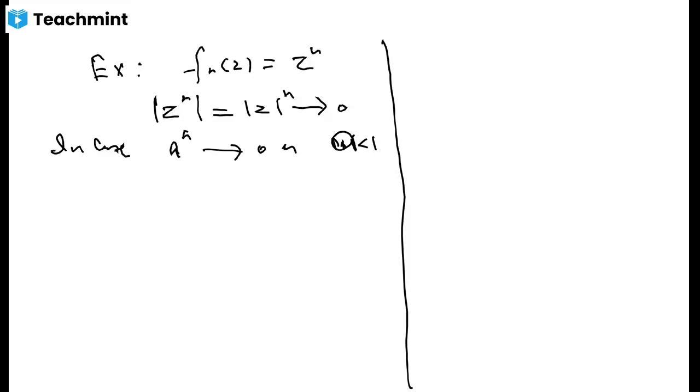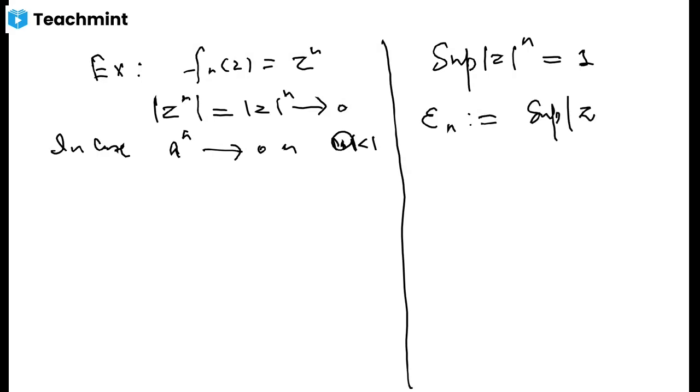But if you treat this as a function and you take the supremum of this function, the supremum is 1. So for uniform convergence, you needed the worst case estimators, epsilon n, where you choose this supremum of the pointwise limit. But here the pointwise limit is 0, so it is only z to power n. Actually this is the supremum of mod z^n.